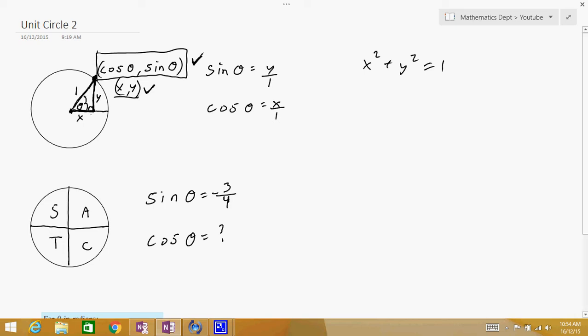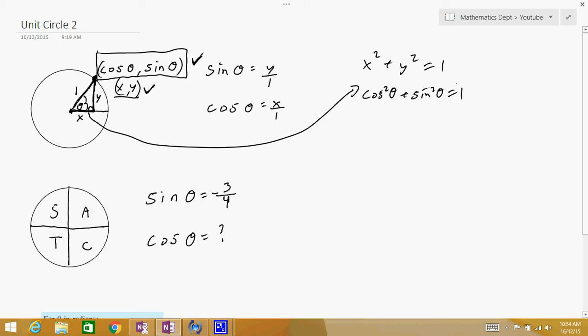Other things we can do is we realize that this is a right angled triangle, and therefore we can use Pythagoras, where x squared plus y squared is equal to 1 squared. But we've already said that x is equal to cosine theta, so it changed to cosine squared theta plus sine squared theta is equal to 1.